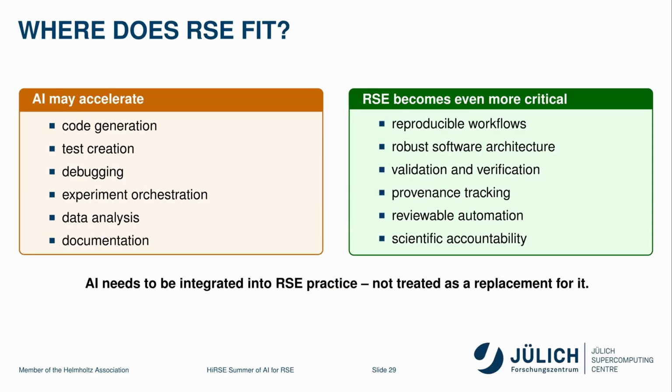So where does RSE fit? AI may accelerate things like code generation, test creation, debugging, experiment orchestration, data analysis, and documentation. And then RSE becomes even more critical for reproducible workflows, robust software architecture, validation and verification, provenance tracking, reviewable automation, and scientific accountability. So overall, AI needs to be integrated into RSE practice and not treated as a replacement for it.